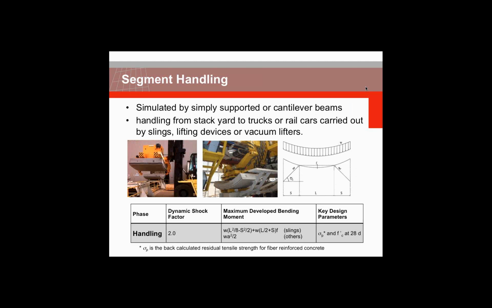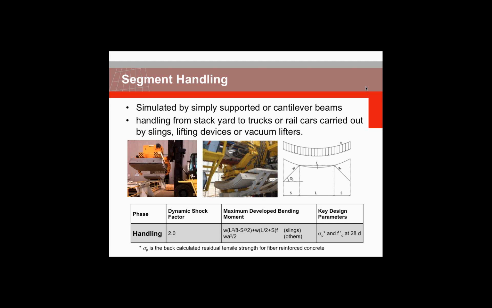Let's shift to segment handling as another governing load case. Handling from stack yard to trucks or rail cars is usually carried out by a special device such as vacuum lifters, sometimes slings. For the first two cases, I mean the special devices and vacuum lifters, simulation with cantilever beams is used. You can see them in the previous 2-3 slides for the case of demolding.